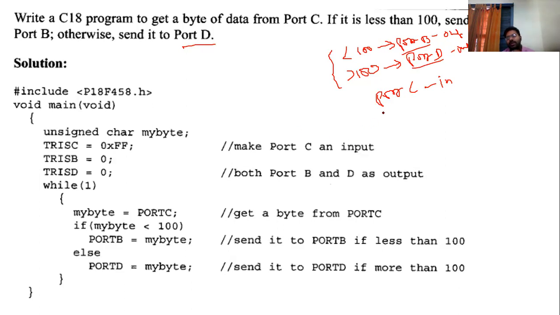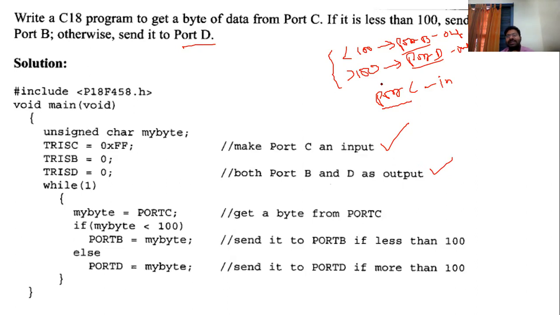Here first of all we are using three ports: port C, port B, port D. First of all, you know whether each port is input or output. According to this problem, port C is an input port. You can make port B as well as port D output ports, because you send the information to port B as well as port D. Sending the information means output. Receiving the information means input.